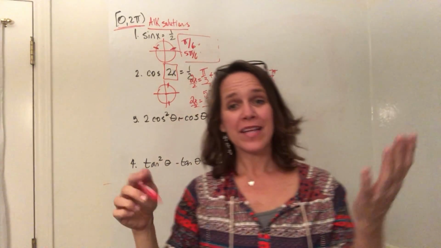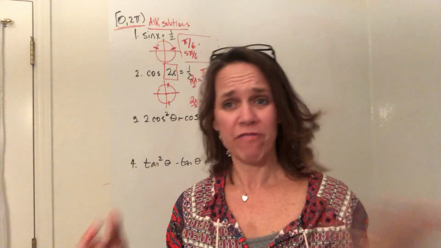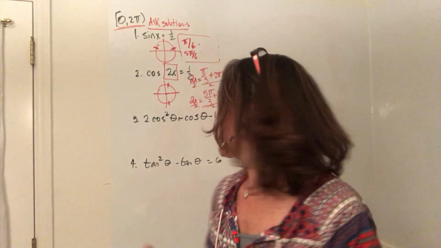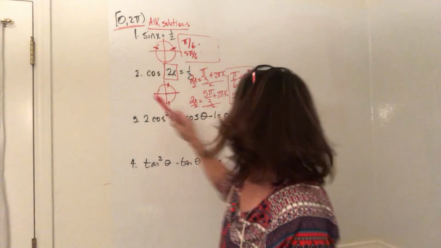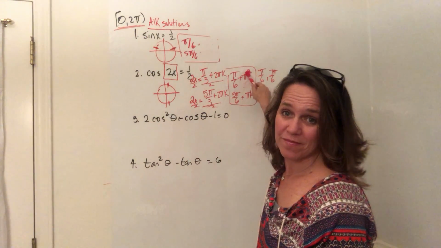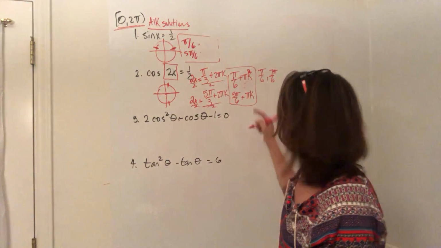That's too far around the circle. That's 2 pi plus pi over 6, which if you really felt like figuring it out, is 13 pi over 6. But 13 pi over 6 is not in my domain from 0 to 2 pi. So I don't have to put in the 2, because I'm done putting in numbers there. But now I have to go on to this one.